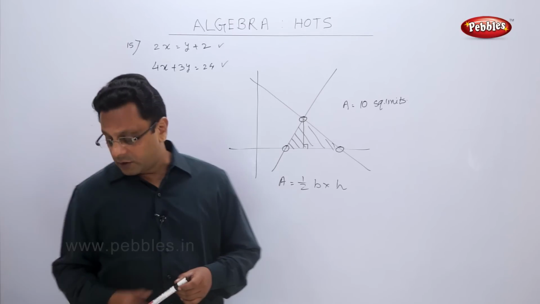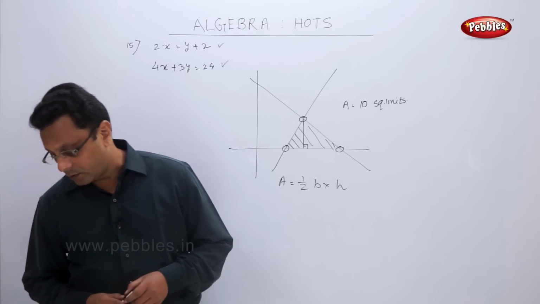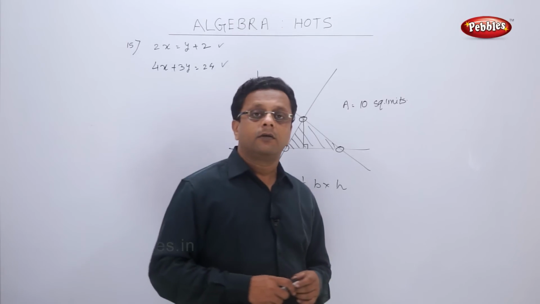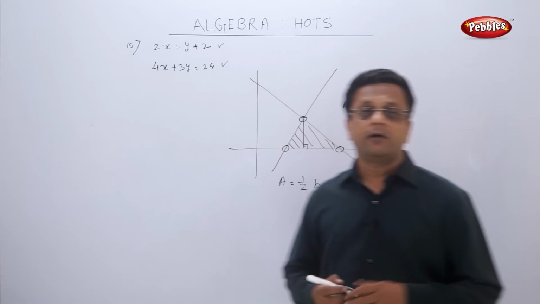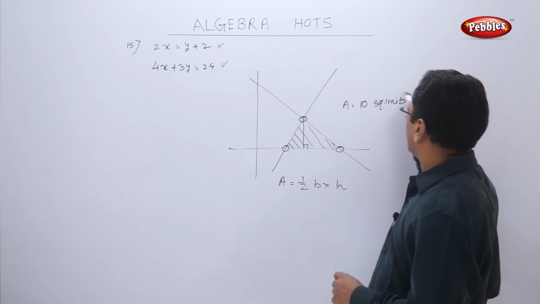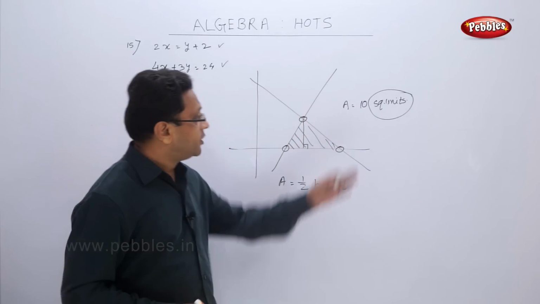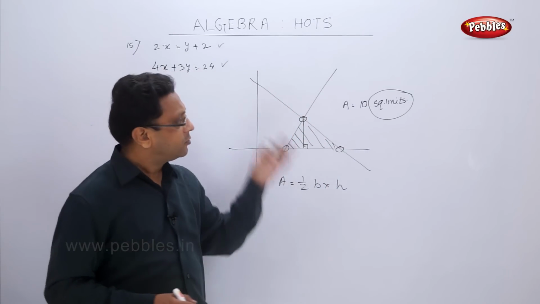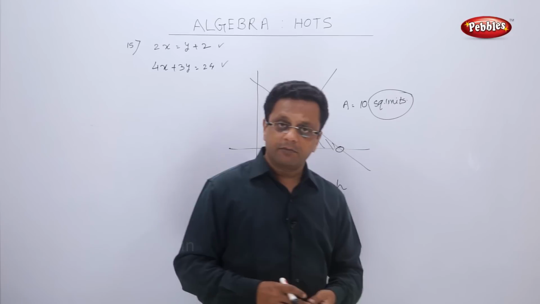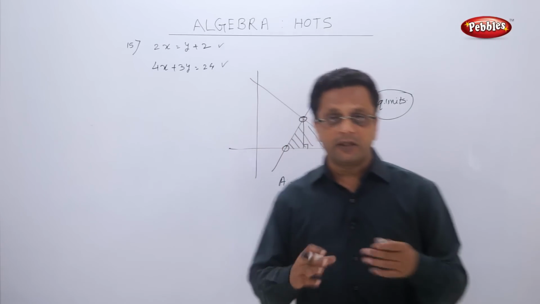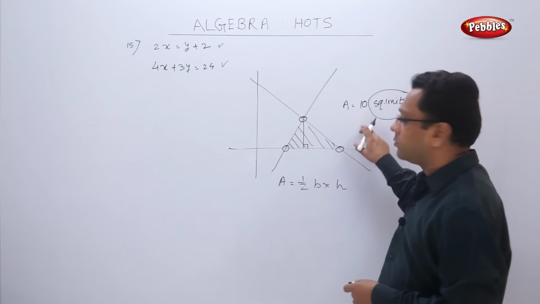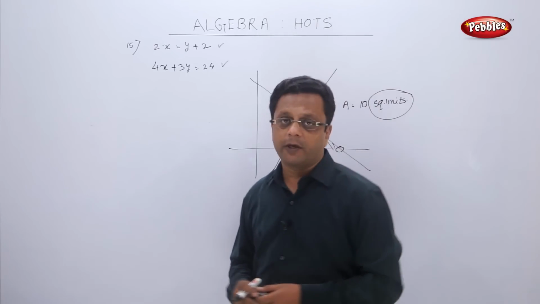Now in this case, no unit is given, in mm or cm or anything, but you must write the units. The area must be with some square units. If it is mm, mm square; if it is cm, cm square, and so on. But in this case the unit is not given, so you have to write 10 square units.